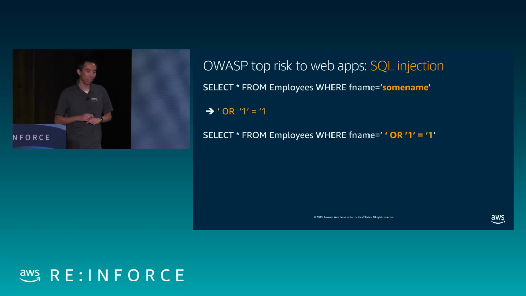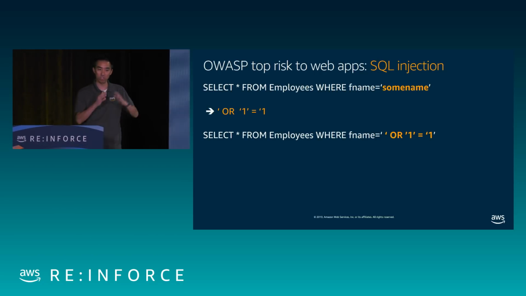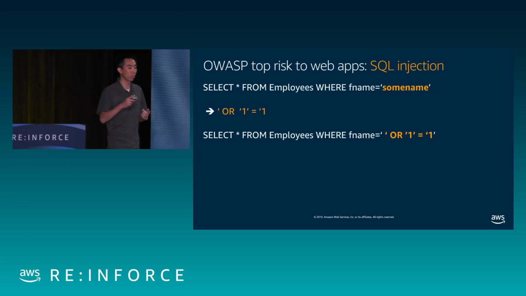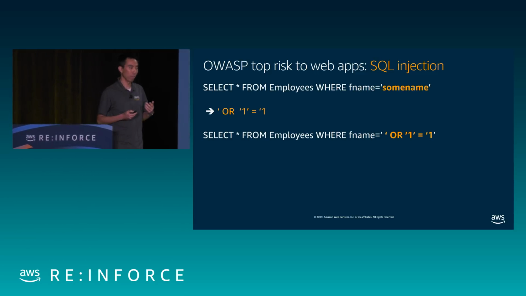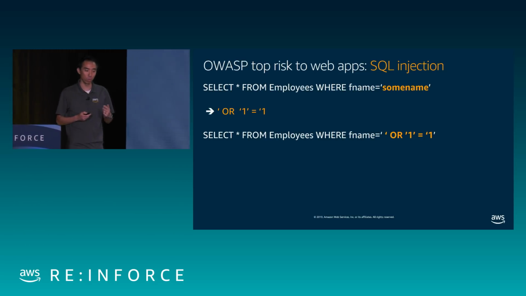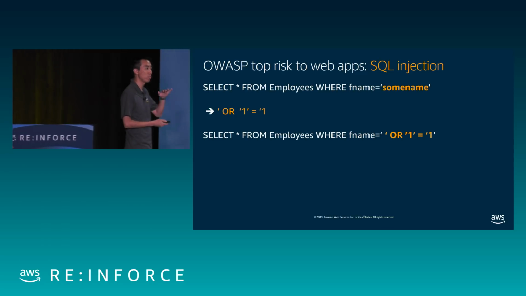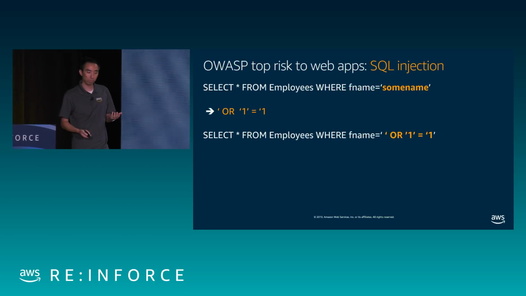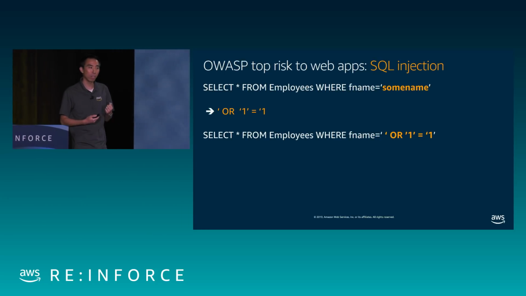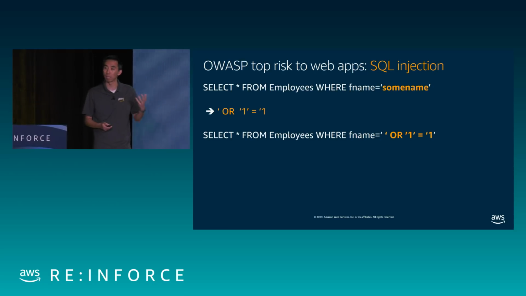And this is what it assembles to: select star from employees where first name equals tick tick, so just an empty string, or 1 equals 1. So what is 1 equals 1? It's just true, right? So when a SQL statement executes like this, when something equals something or true, SQL will just return every single record that matches true. So that's going to be every record in the table. So using this kind of attack, an attacker can grab every single piece of information from my table, even if I have fine-grained role-based access turned on in my application code.